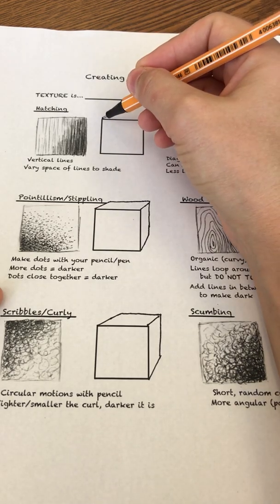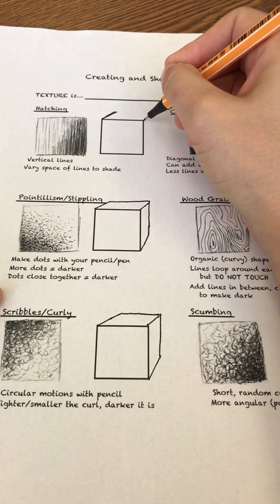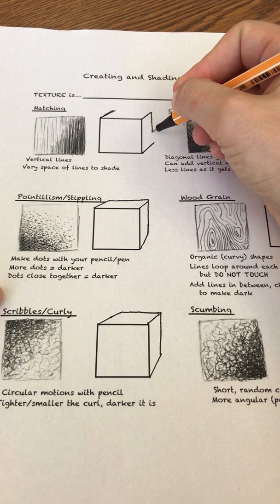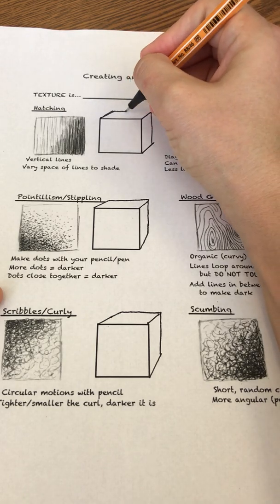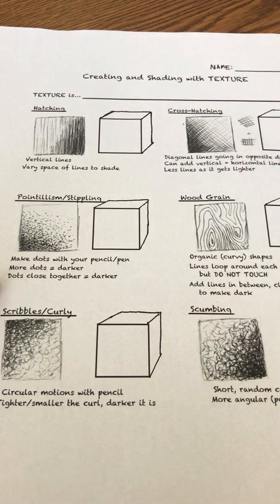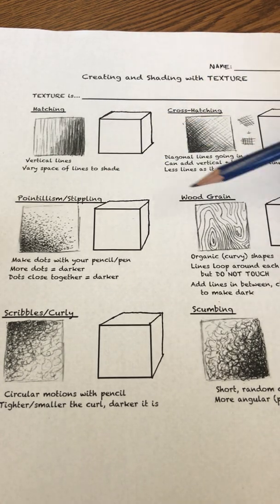So the way to do that is to create a box, and then you're just going to come out from the corners like this, and then just come straight down. And that makes a 3D box. So with your pencil, we're going to practice all 6 of these.